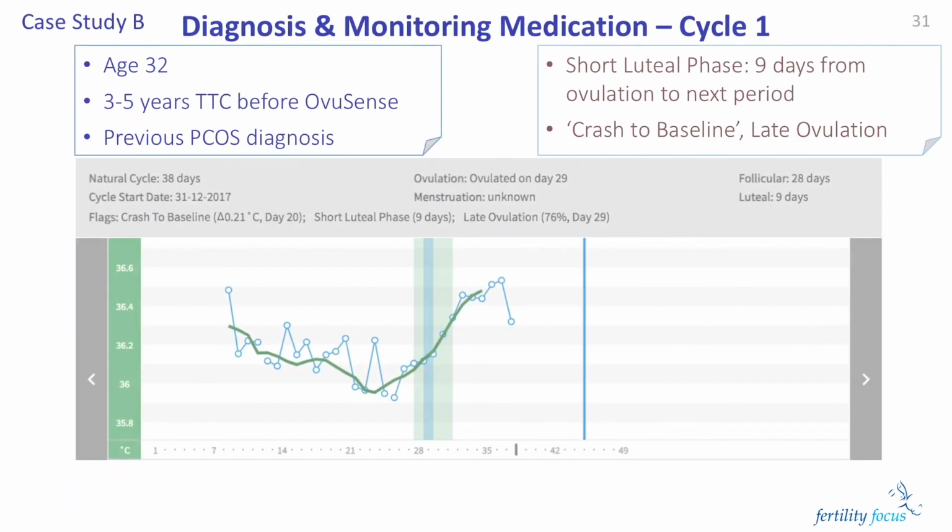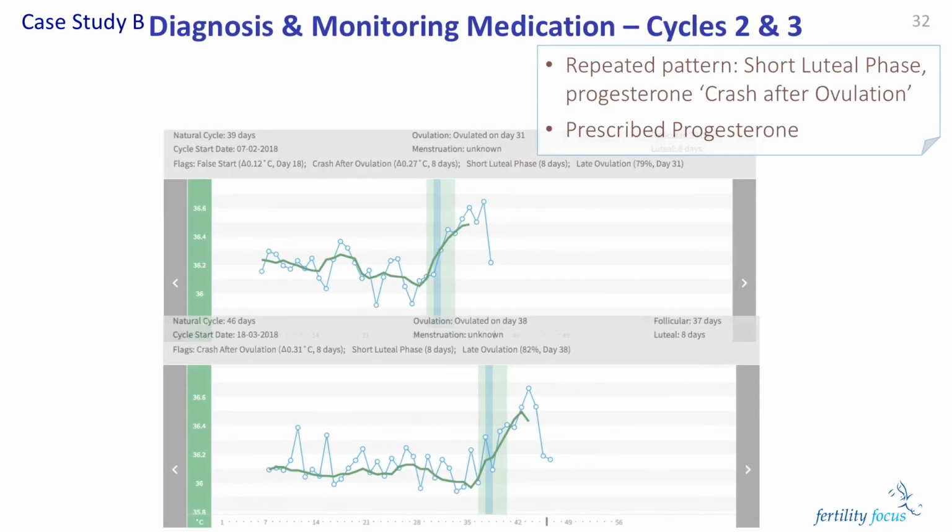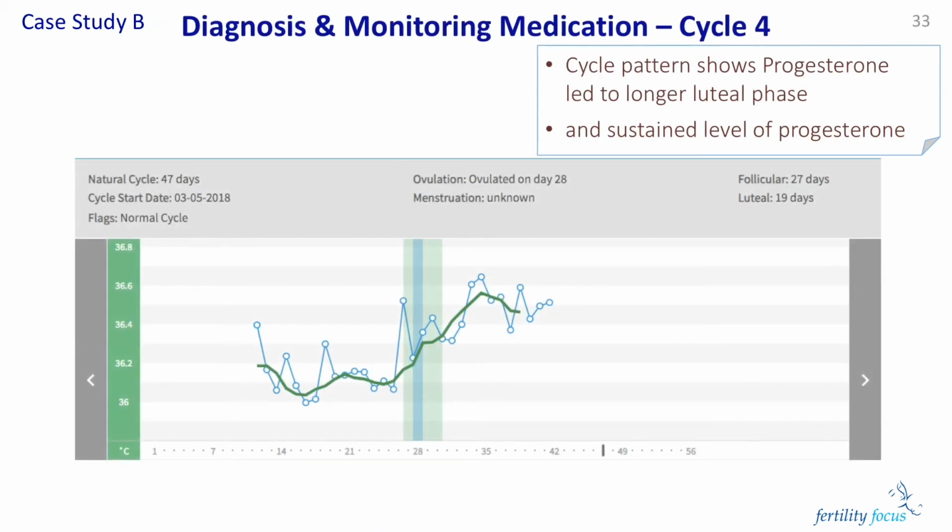Patient B exhibited short luteal phase and successive cycles, along with crash to baseline and late ovulation. The pattern was clear and consistent in cycles 2 and 3, and accompanied in these 2 cycles by crash after ovulation. The patient was prescribed progesterone to help support their luteal phase. The increased luteal phase length and sustained level of progesterone is very clearly shown in the continuous core body temperature pattern.